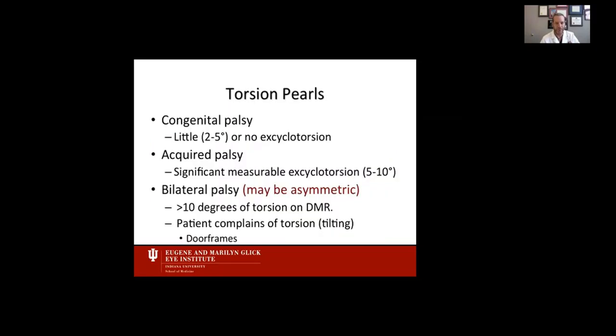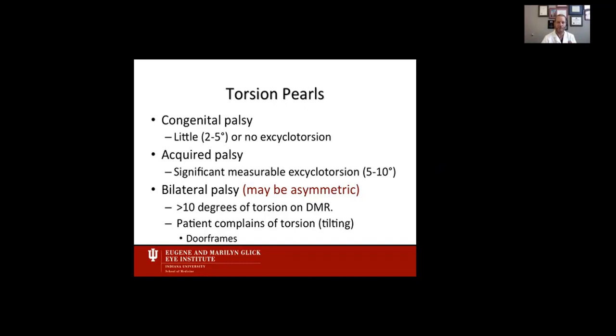Now, torsional pearls, again, this really helps you differentiate unilateral from bilateral palsies. The congenital palsies typically have little or no torsion, so less than 5 degrees is pretty typical. Now, that's different than acquired palsies. Acquired palsies always have significant measurable excyclotorsion in the range of 5 to 10 degrees.